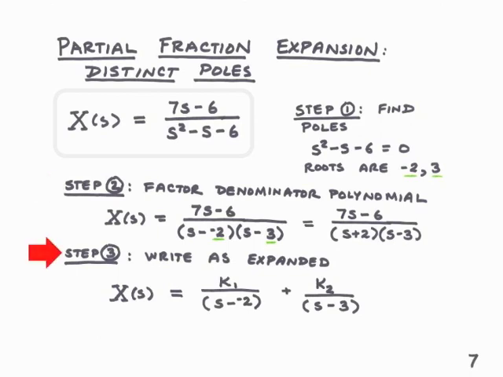Our third step is to write the signal as expanded. So x of s is equal to k1 over s minus minus 2 plus k2 over s minus 3.